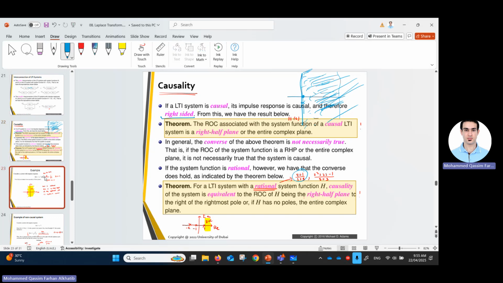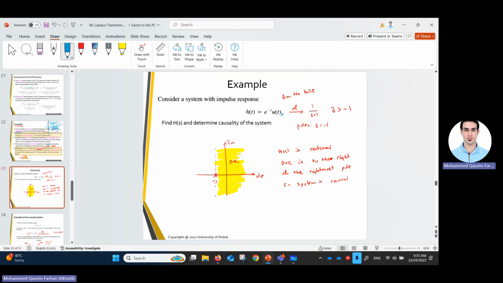So we'll see an example in this. For example, you have e to the power minus t u of t. We know it is causal, well, because we have the unit step function. Now, in this case, the region of convergence is s larger than negative a, and a equals 1. So here I have s larger than negative 1. So here's negative 1. That's my region of convergence. It covers the entire imaginary axis, and it is a right half plane. So in this case, it is causal.